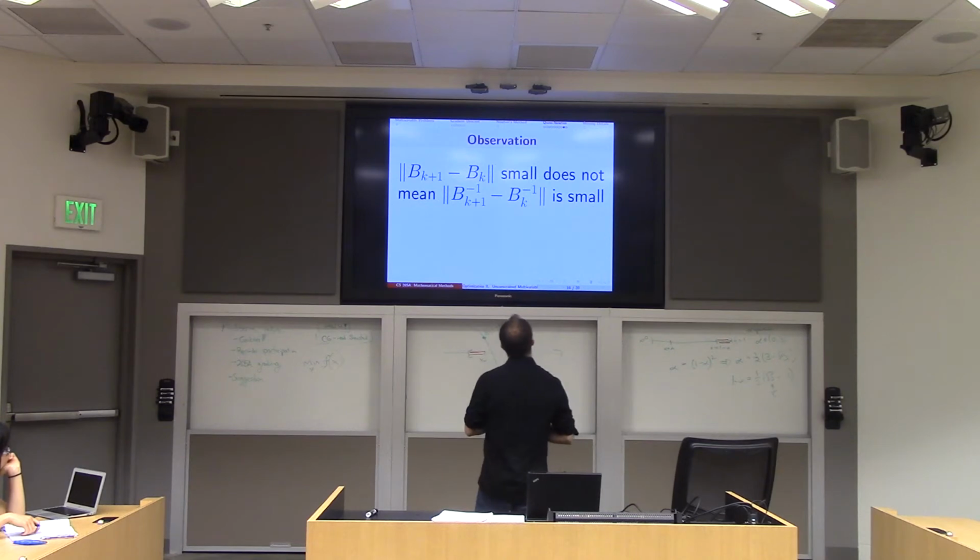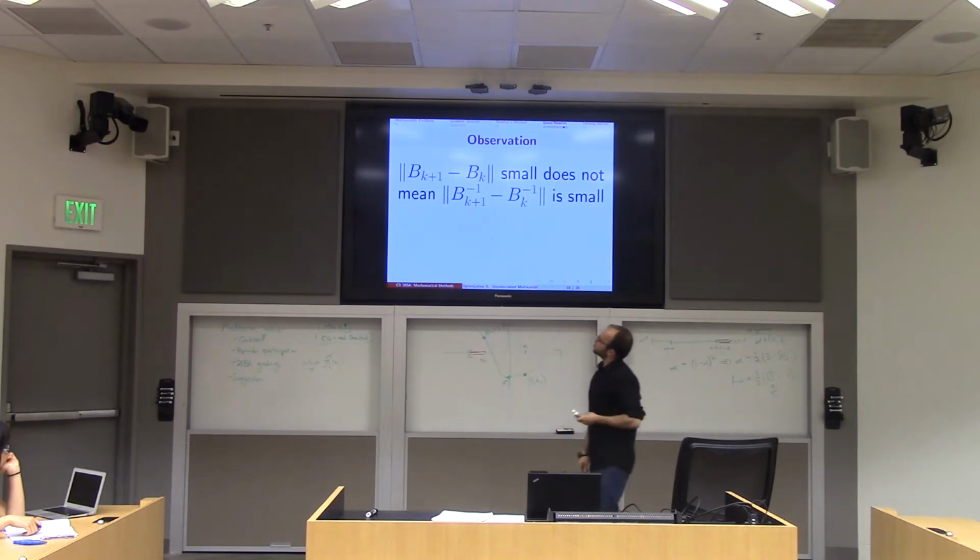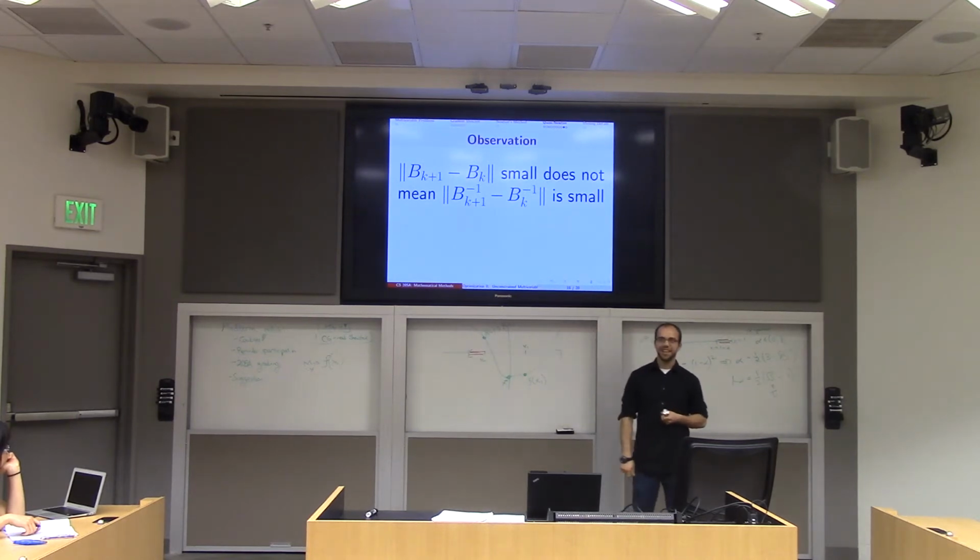Now, remember that Newton's method basically is updating my iterates by applying the inverse of the Hessian times the gradient of f. That's the formula that you guys really should remember. Very important. But we added a viscosity term that says the Hessian doesn't change that much from iteration to iteration.